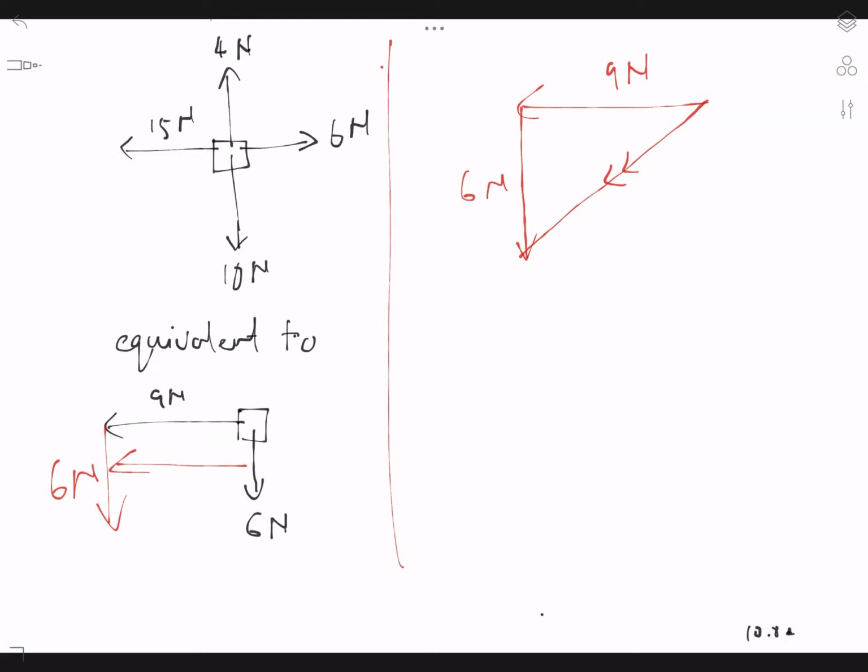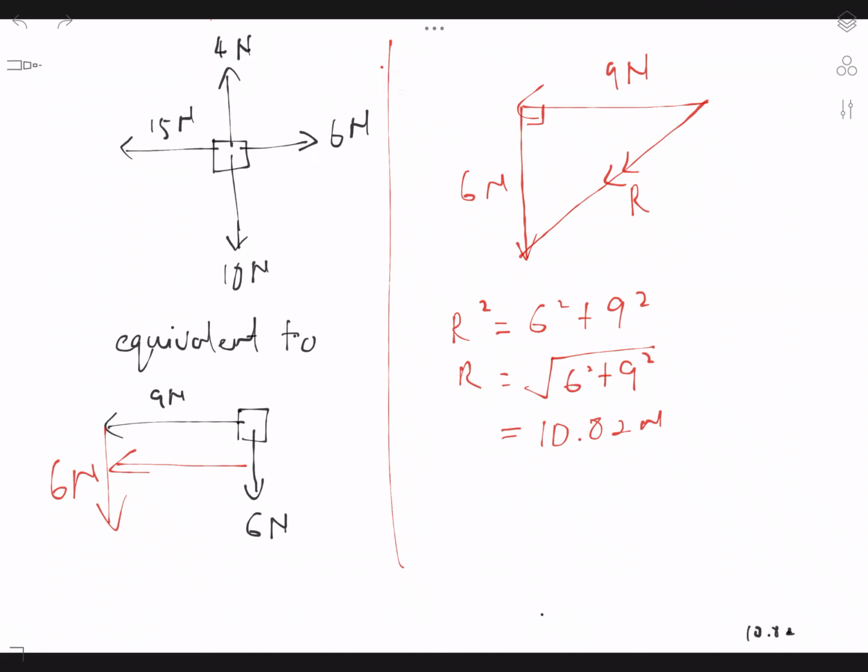So how do you know what is the resultant force? Okay, just applying Pythagoras theorem. So this is 90 degree. So let's say this is R. R stands for resultant force. So R squared equal to 6 squared plus 9 squared. So R is square root of 6 squared plus 9 squared. So when you use a calculator, you get 10.82 Newton. So here is the magnitude of resultant force.